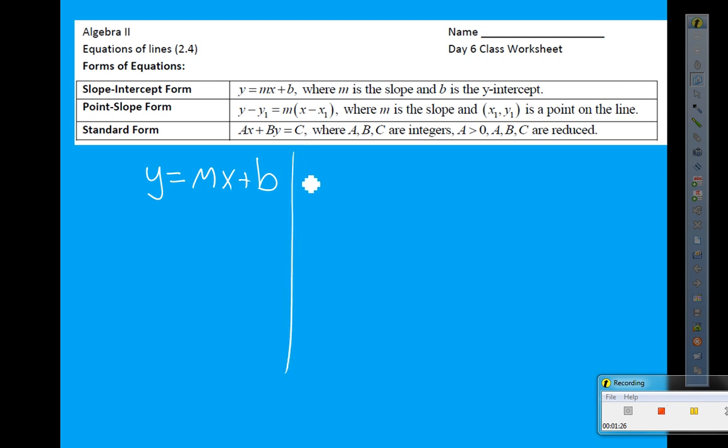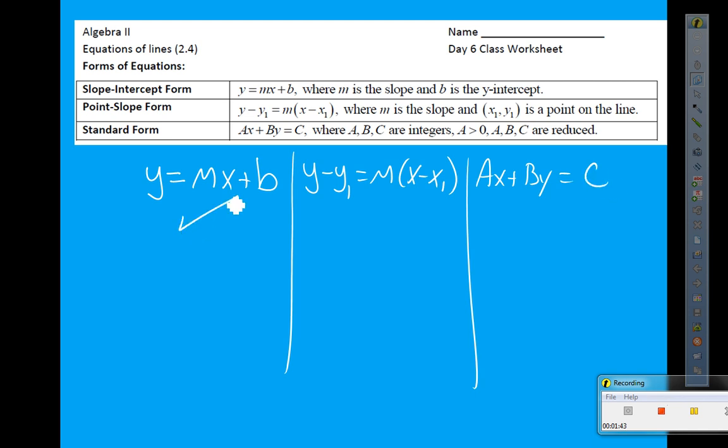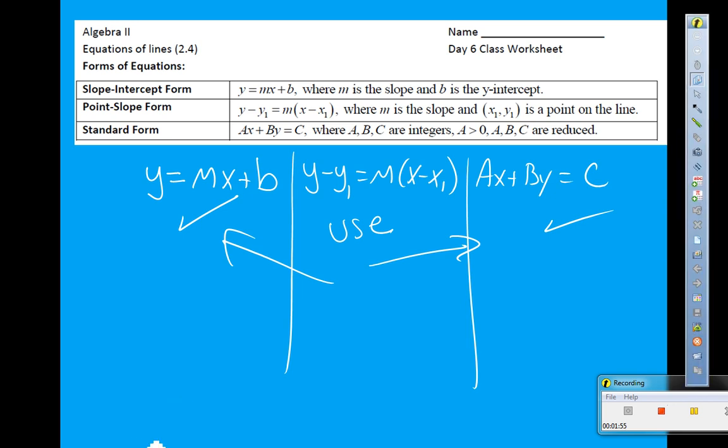Point slope form is that form that we used to write the equations of a line. That's what we've used the last 2 days. And then remember, standard form is that AX plus BY equals C. Our goal today is write equations of the lines in that form and that form, but we'll use this form to get to there and there. So it should be review, but we shall see.